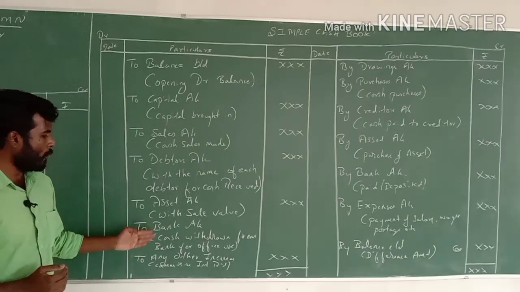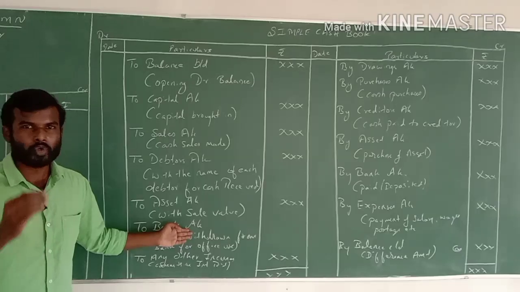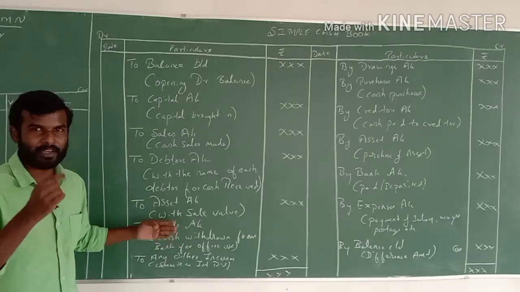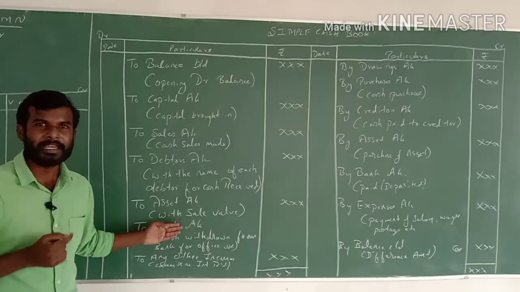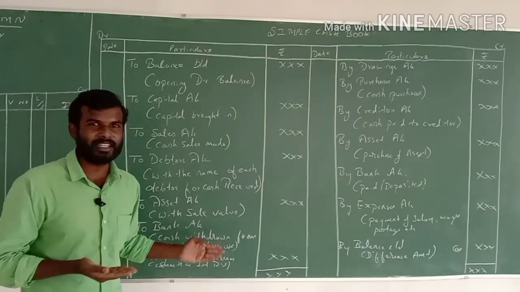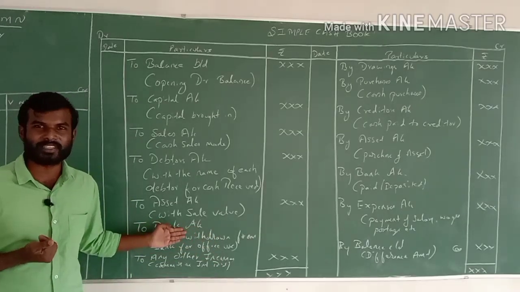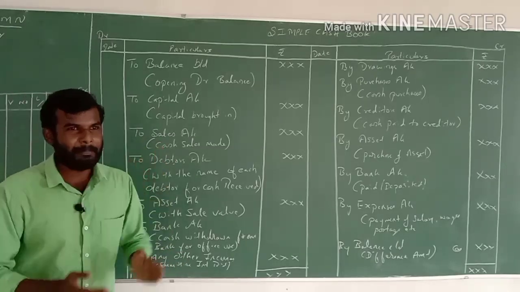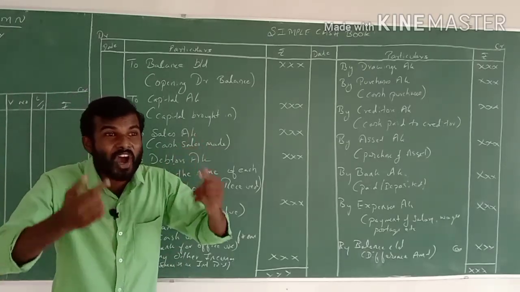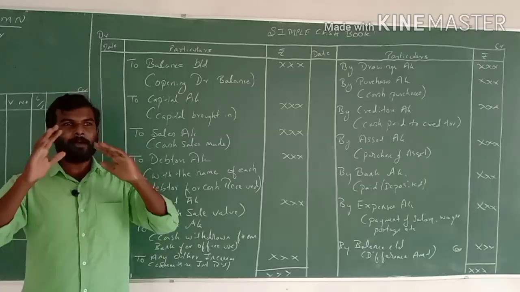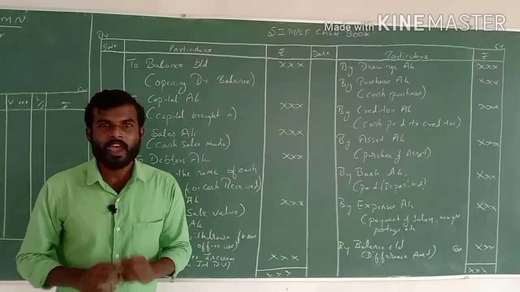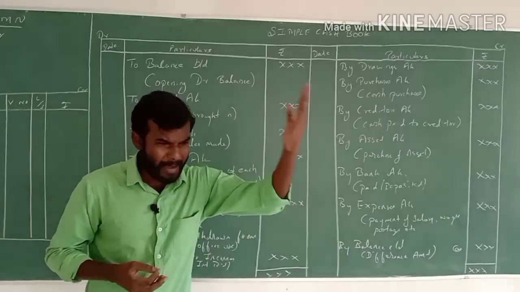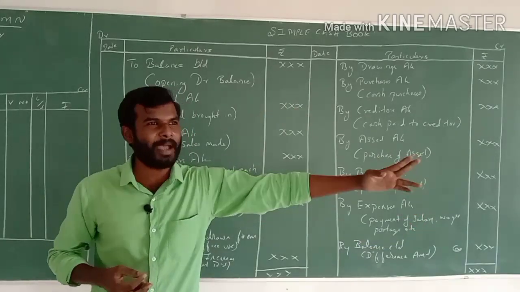Next, to bank account. See here, to bank account. What happens in the bank for this purpose? We are recording the bank account. What is the reason cash increases here? If we withdraw from the bank account for office use, for example, I don't have money in the office, 5,000 rupees for the business purpose I am withdrawing from the bank. The bank balance decreases.